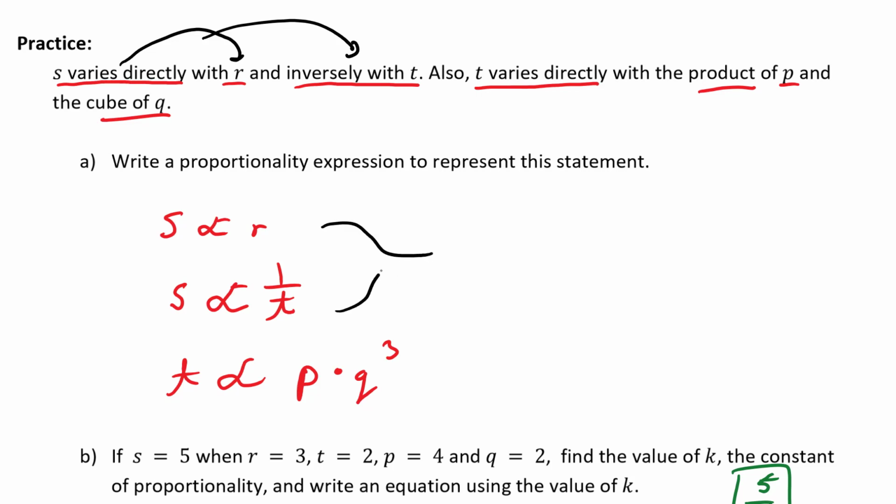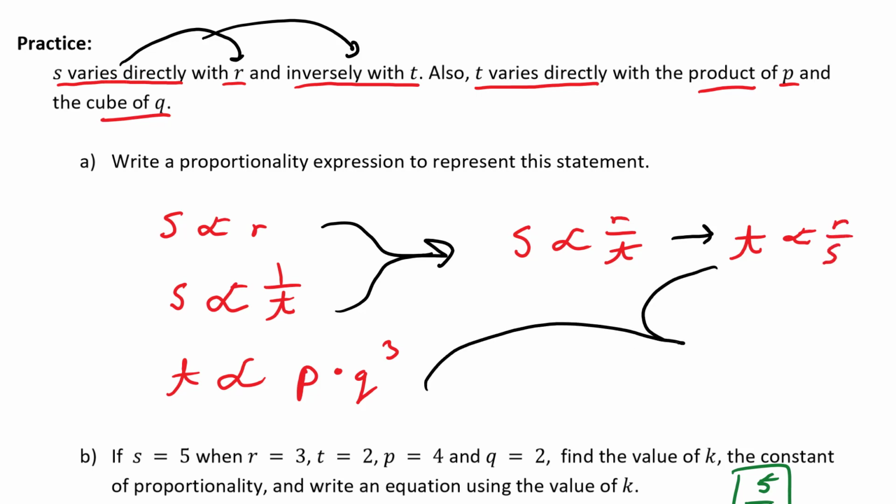Let's combine these together to build one equation. S is proportional to R divided by T. Let's now rearrange this to solve for T. So T comes up and S goes down. Now I will combine these two into one final equation. T is proportional to RP Q cubed over S.